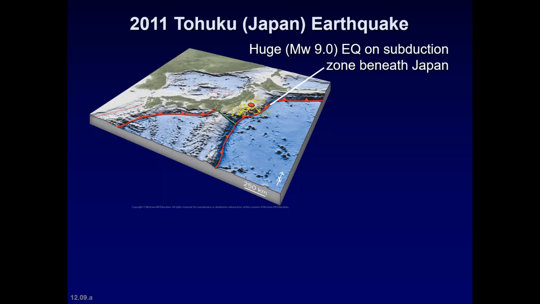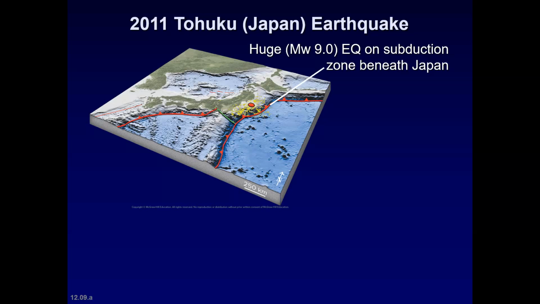This is Chapter 12, Earthquakes, Lecture 2. We'll pick up with a major earthquake in a subduction zone, and that was the Tohoku, Japan earthquake in 2011. We'll say that was a huge earthquake. So 9.0. That was in the subduction zone beneath Japan.